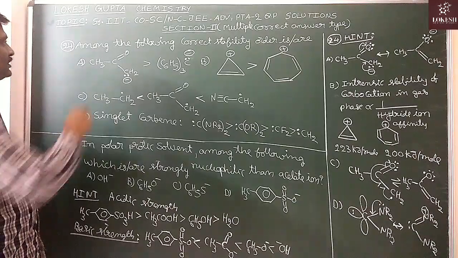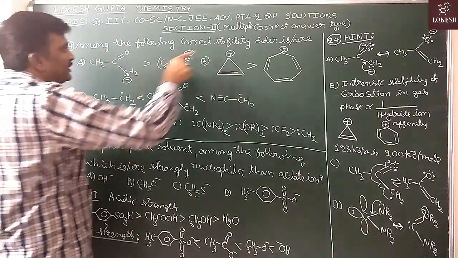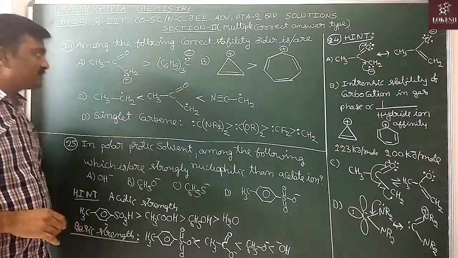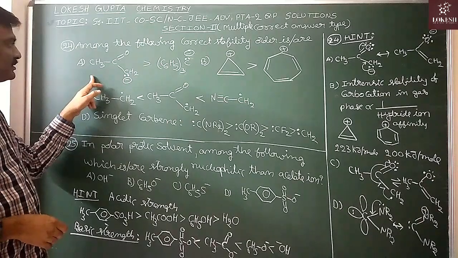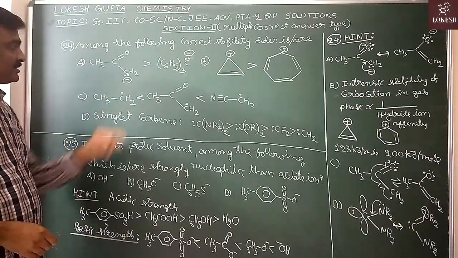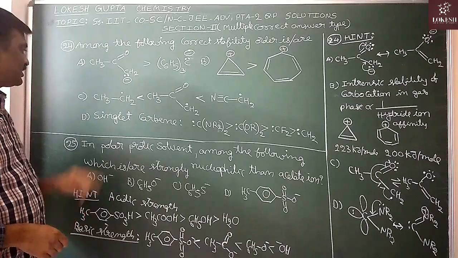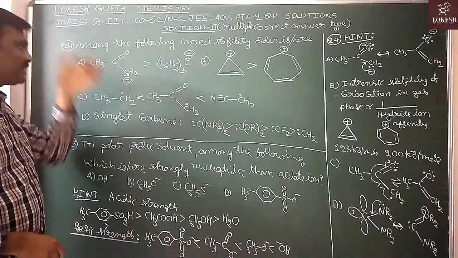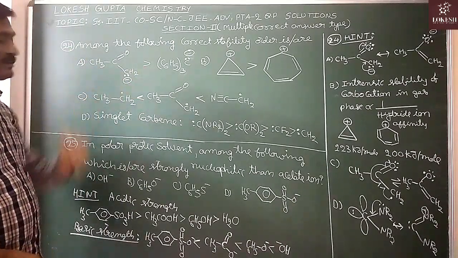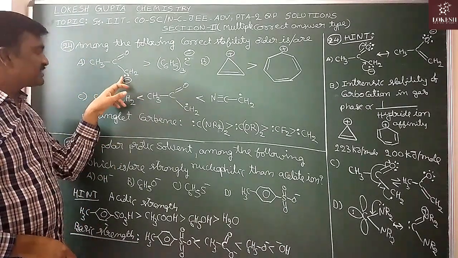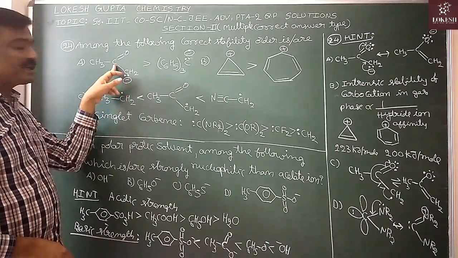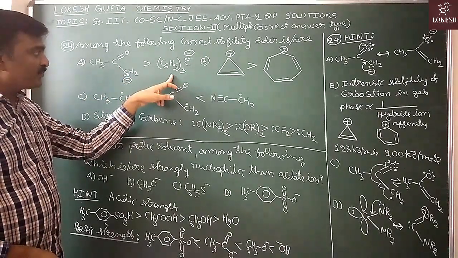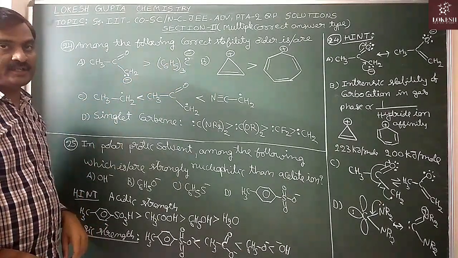Fourth question. Among the following, the correct stability order is. The stability order they want: in the first option, carbanions stability order they asked. In the second option, carbocations. In the third option, free radicals. In the fourth option, carbenes. First come to this one. Here, to this C minus, an electron withdrawing group with a C double bond is attached. It is the triphenyl methyl carbanion.